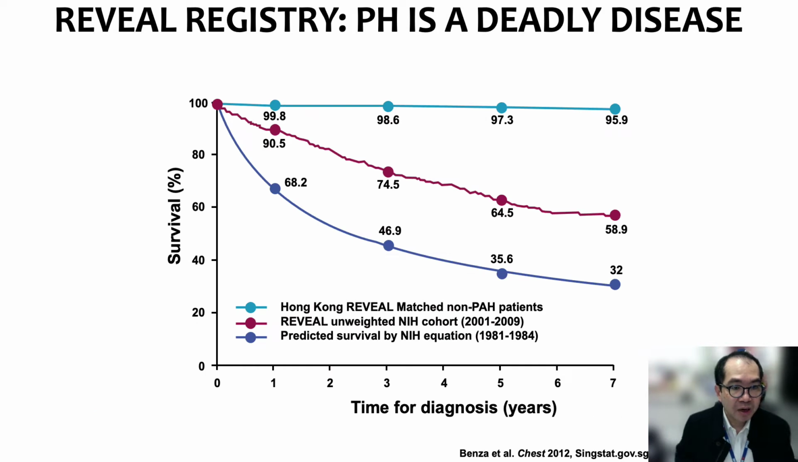And we know that pulmonary hypertension is a deadly disease. This is data from the REVEAL registry in the United States showing that patients with pulmonary arterial hypertension, the mortality is more than 50% at 5 years. The prognosis is as bad as patients with cancer.